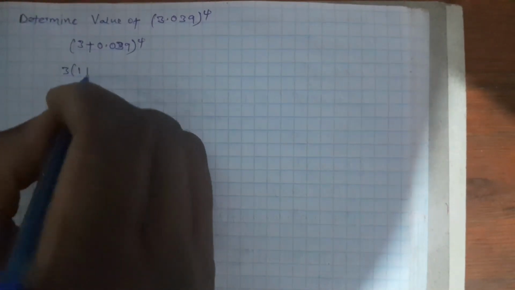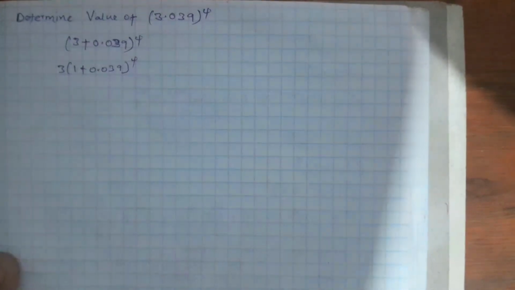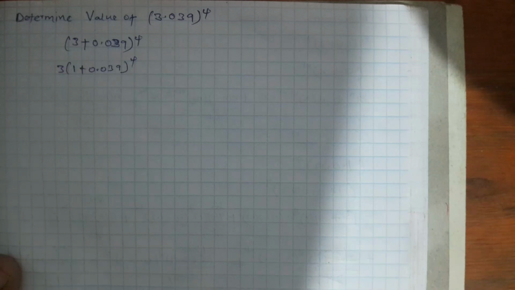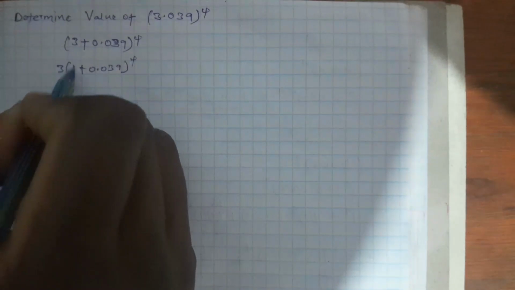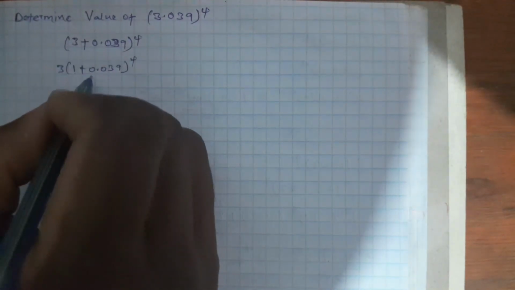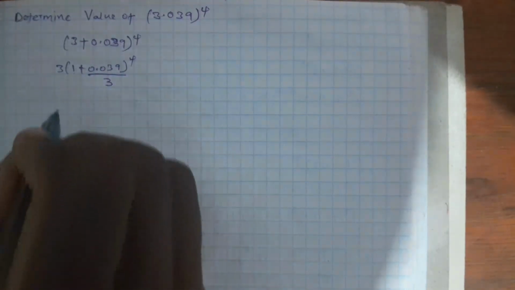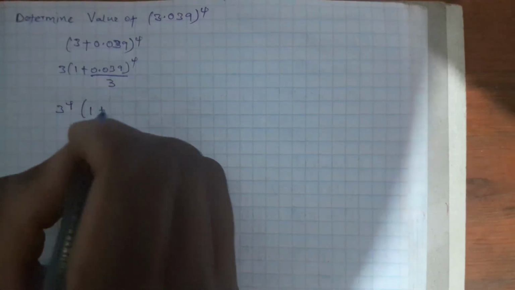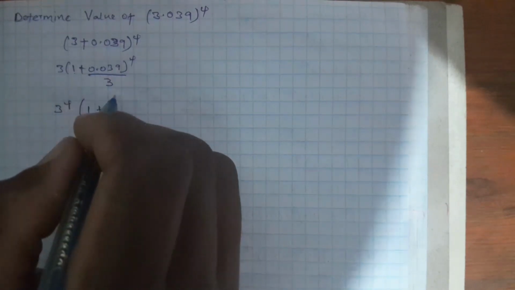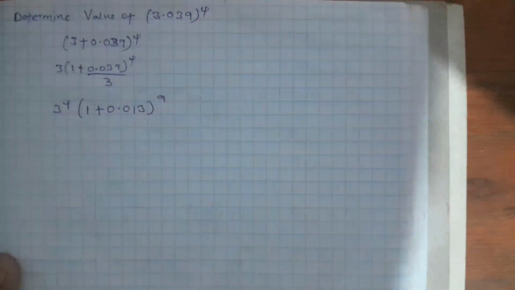And we will then bring 3 out, and then we will have 3 times (1 + 0.039) raised to power 4. As we proceed, we will divide by 3. When we have 1, it means we have divided this by 3, and we have 0.039 divided by 3 as well. So you will end up having 3 raised to power 4 times (1 + 0.039 divided by 3), which gives you 0.013, all to the power of 4.